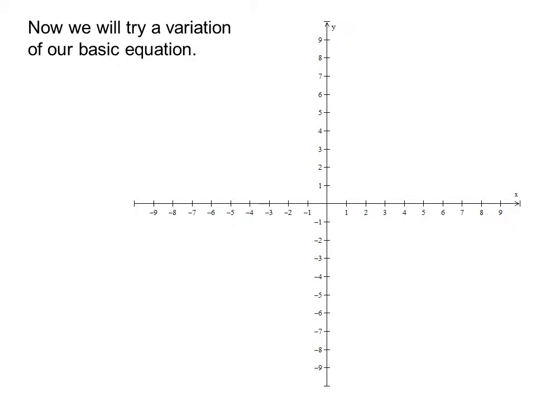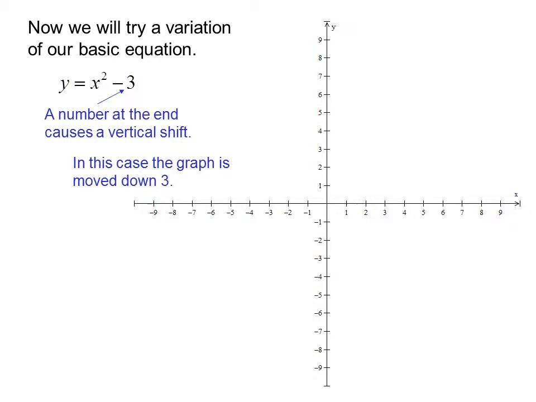Now we will try a variation of our basic equation. Y equals x squared minus 3. A number at the end causes a vertical shift. In this case, the graph is moved down 3. That is because if we were to make an xy table, before we figured out what y was, we would have to subtract 3 from x squared. We move the vertex down 3. So now we have a dot at 0, negative 3.